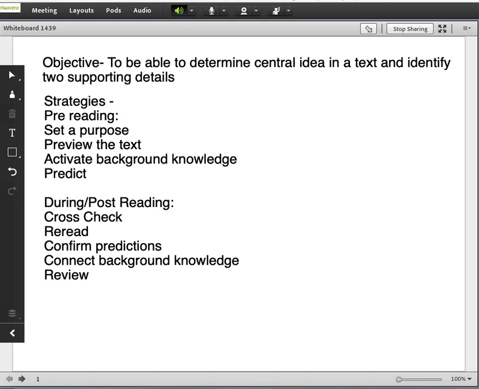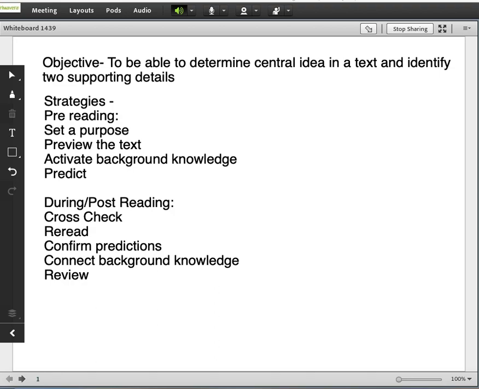So what you're going to do for me in your quiz is you're going to respond to some of the questions that I'm asking throughout the course now, and then you're also going to complete an activity at the end for credit. So you can see I put the objective up there on the board, and I've already explained that to you, to be able to determine central idea in a text and identify two supporting details. Secondly, I have two things listed: the strategies for pre-reading and the strategies for doing/post-reading.